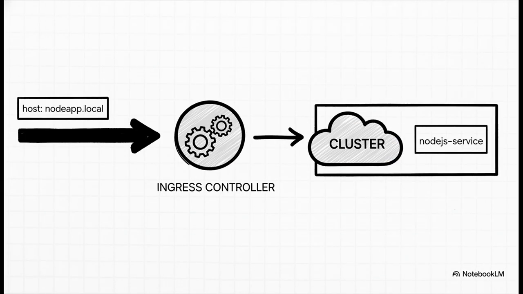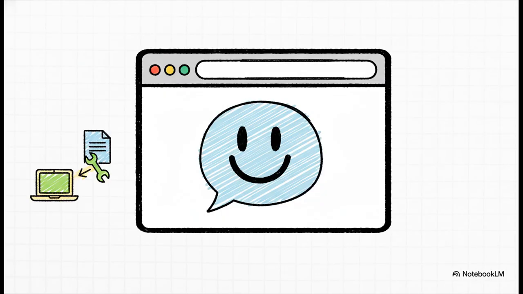So we create a really simple ingress rule. All it says is, hey, any traffic that comes in asking for the host nodeapp.local, I want you to route it. And where should it go? Send it to our Node.js service on port 3000. It's a simple but incredibly powerful way to map a friendly name directly to our application. And this is the final payoff. After one tiny little change on our local computer to tell it what nodeapp.local means, we can now access our application with a clean, simple, professional URL. No more IP addresses, no more port numbers.